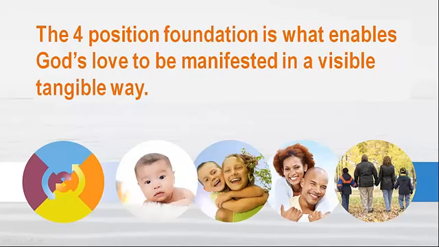As we mentioned in the introduction, the ideal of creation is about love. And the four-position foundation between God, a husband and wife, and their children is what enables God's love to be manifested in a visible, tangible way. All the patterns of love are found in the family.